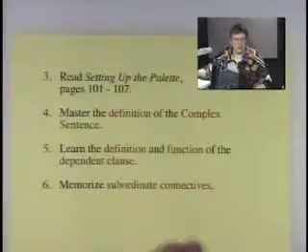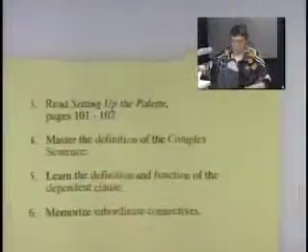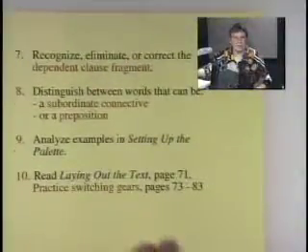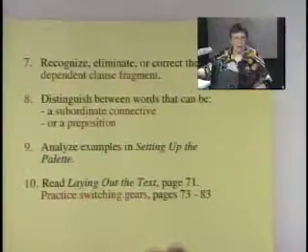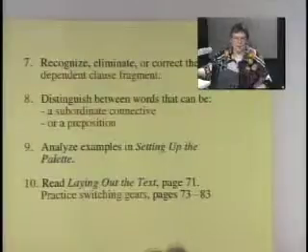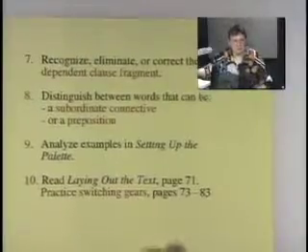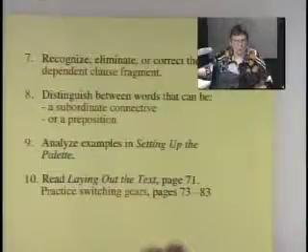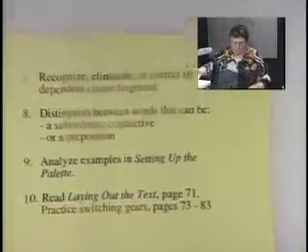And in those pages, we'll talk about mastering the definition for the complex sentence, learning the definition and function for the dependent clause, and your need to memorize a new set of words, subordinate connectives. We'll then go on to discuss how you recognize, eliminate, or correct a dependent clause fragment, and we'll talk about distinguishing between words that can be either subordinate connectives or prepositions. Once again, we'll analyze examples that are in the Setting Up the Palette textbook. And then we'll go to laying out the text on page 71, and I'm going to give you a suggested assignment, or you practice switching gears, pages 73 to 83.